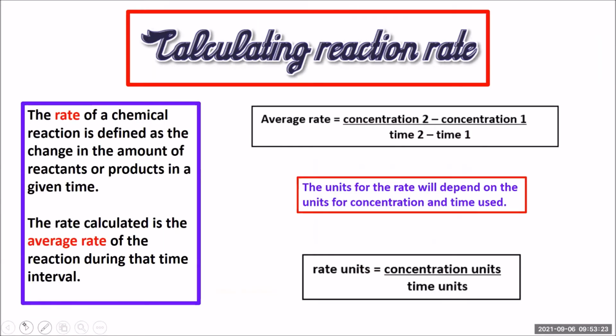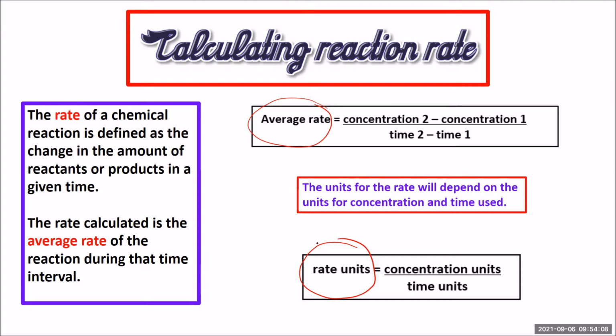Rate just means how much change there has been in a certain amount of time. We can calculate the average rate of a chemical reaction by looking at the change in the concentration of substances. Now, usually concentration is used, but you could use anything. You could use mass, you could use volume, you could use absorbance for colour changes, and the units that you use for the rate of reaction will just depend on what you actually used. So if you used mass, you'll get, say, grams per second. If you used volume, you might get mL per minute.